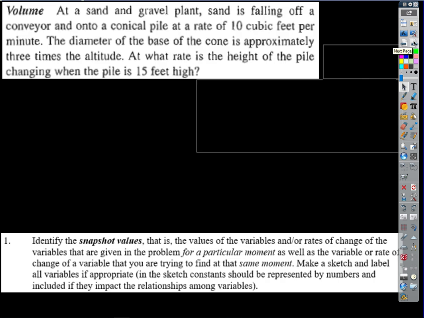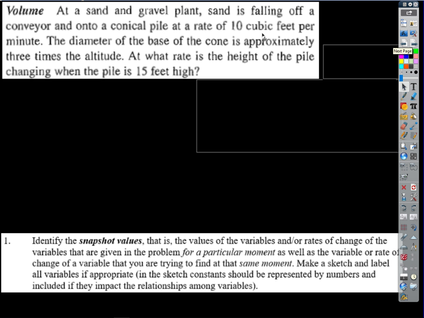Here's our example. So let's kind of just build this together. You're going to see one like this on the third assignment. The sand and gravel plant. Sand is falling off a conveyor onto a conical pile at a rate of 10 cubic feet per minute. So right away, when we identify our static values, our snapshot values, what is that? Okay, it's going to be a V dot, and why is it V dot? So V dot meaning dV/dt, right? What gives it away as being V dot?